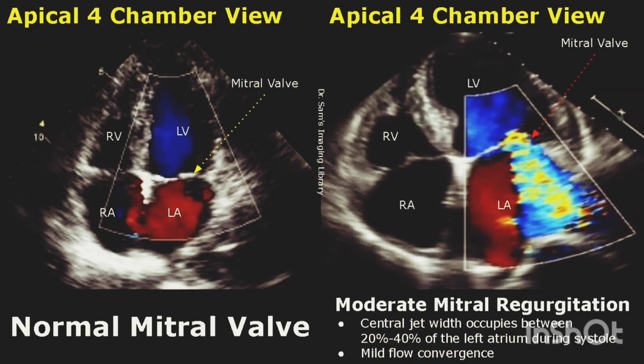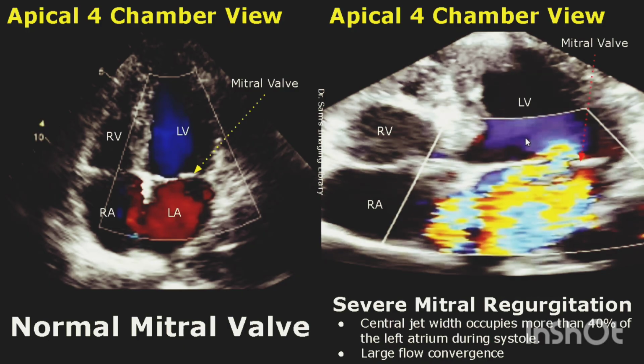In moderate regurgitation, the central jet occupies between 20 to 40% of the left atrium. Also, mild flow convergence is seen near the mitral valve, which is the narrowing of regurgitant jet as it flows through the orifice of the mitral valve.